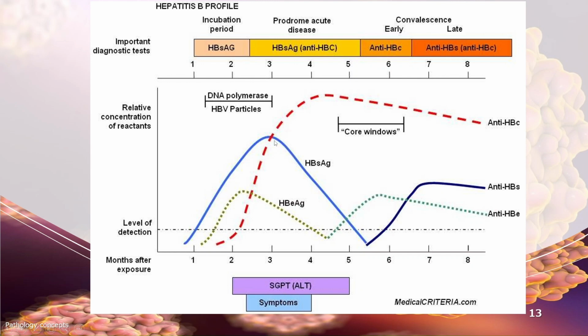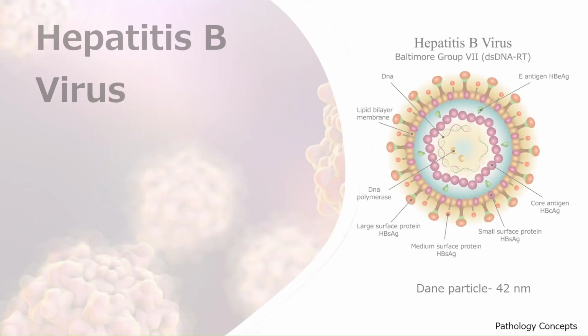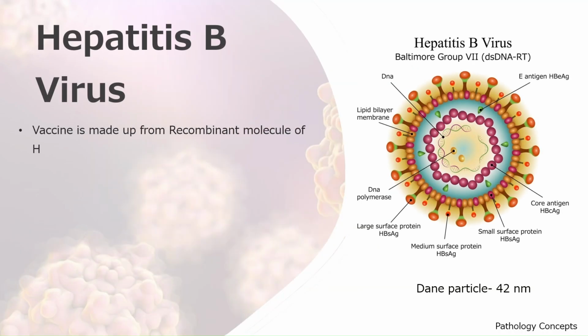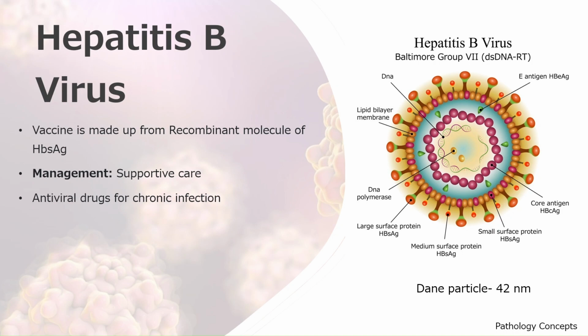If it is an acute infection and it is cleared after 6 months, then HBsAg becomes negative and there is some period in which anti-HBs formation occurs and becomes detectable. This is the window period. In this window period, the only antibody present is anti-HBc total. The hepatitis B vaccine is made up of a recombinant molecule of HBsAg. The management mainly includes supportive care and antiviral drugs for chronic infections.